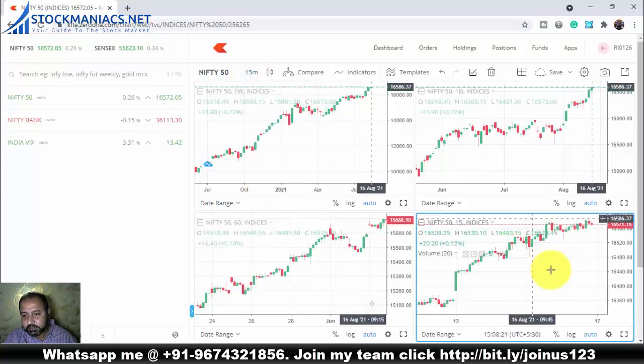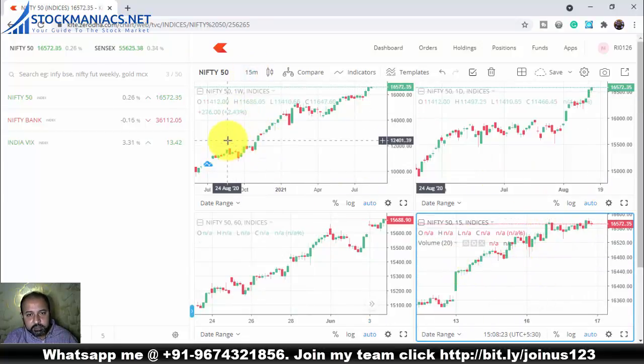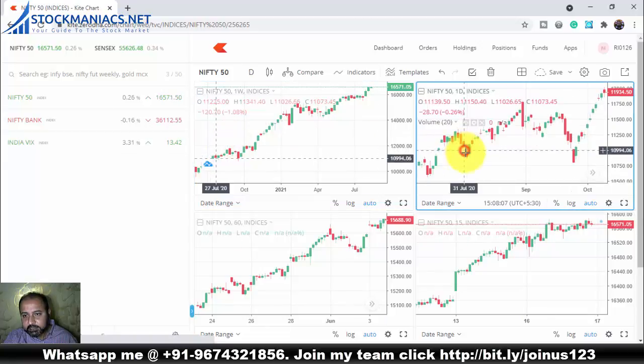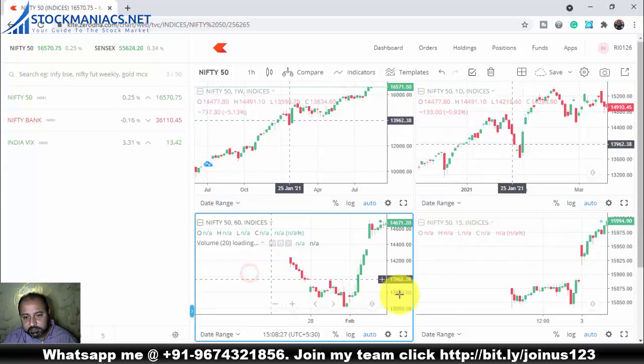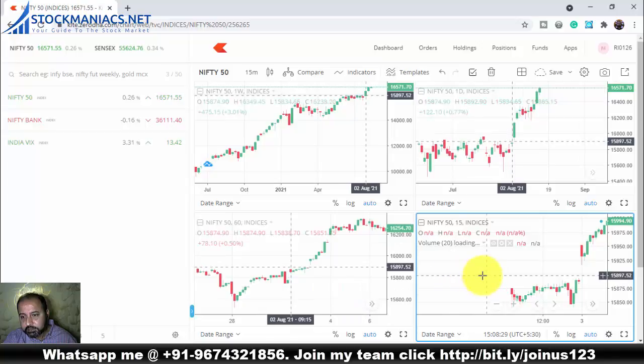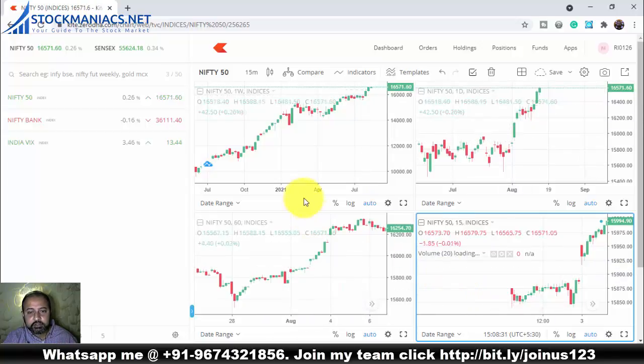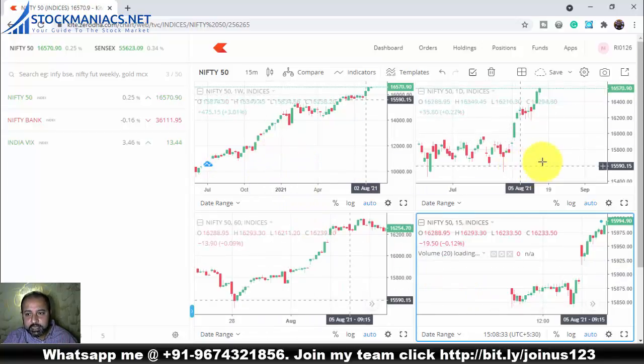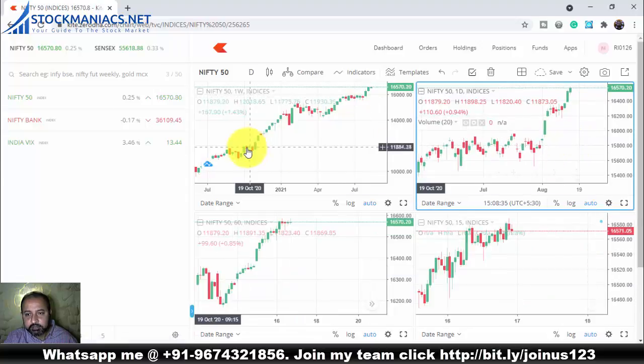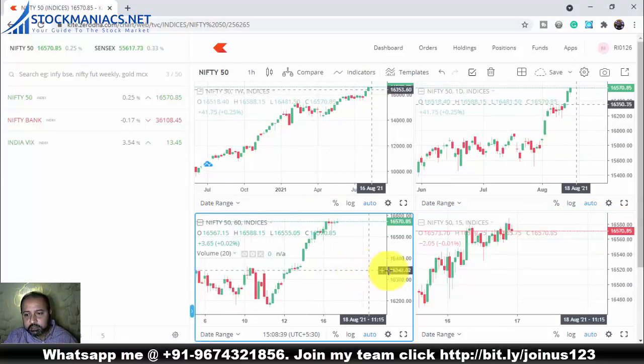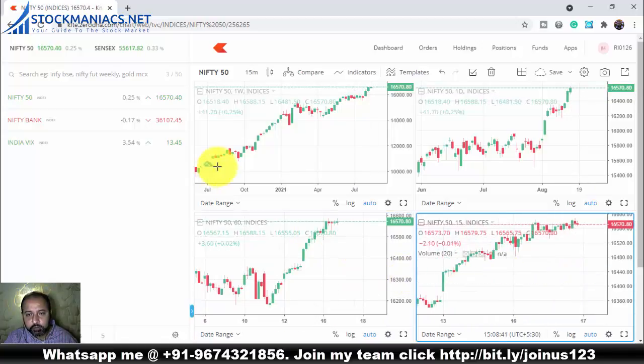Let us make it 15 minutes. So the first is weekly chart, second is daily chart, the third is hourly chart, and the fourth one is 15 minutes chart. So you can see the same symbol, the same Nifty 50 symbol, on 4 different time frames at once. So at once you can see from weekly to 15 minutes.